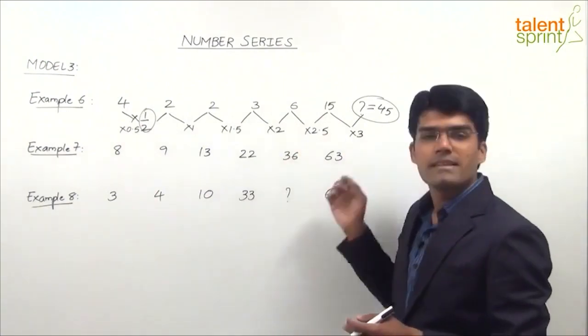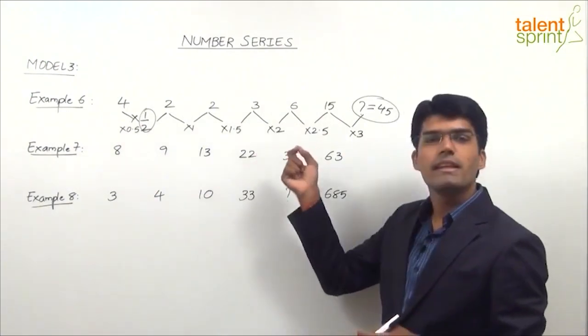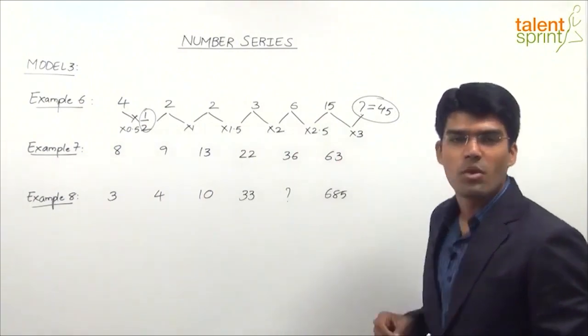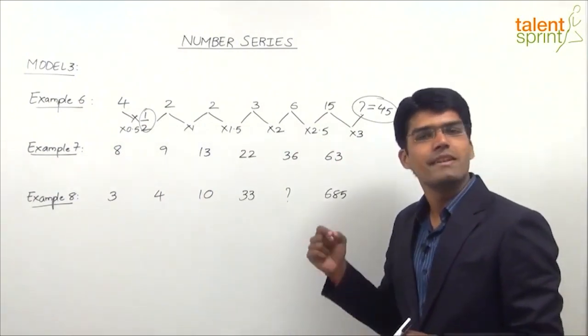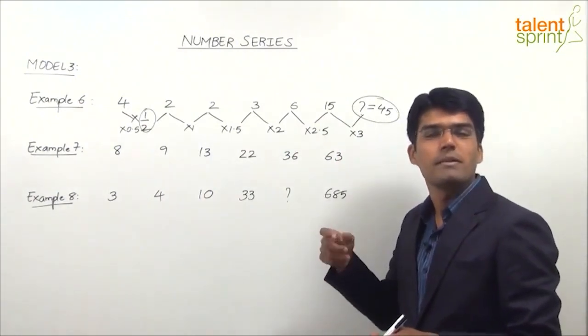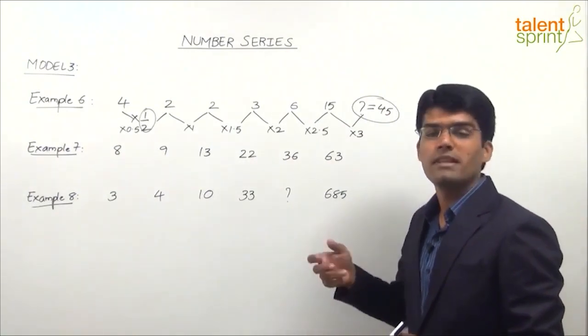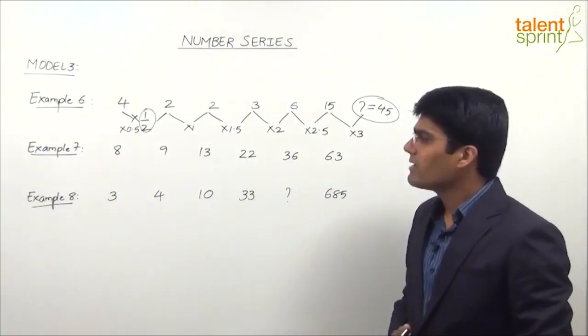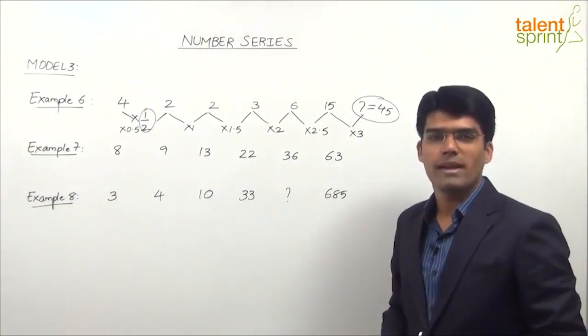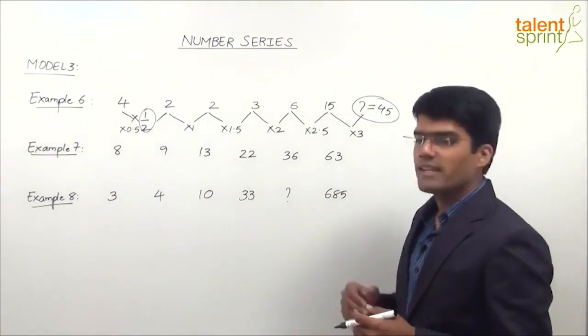Likewise, we may have various other patterns. For example, into 3, into 4, into 5, into 6, so on. Or into 3, into 6, into 9, into 12. That is nothing but multiplication by multiples of 3 to get the next term. So we need to just observe this and get the required answer. Let us now go for the next example.